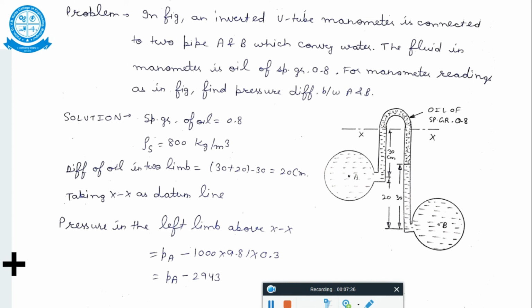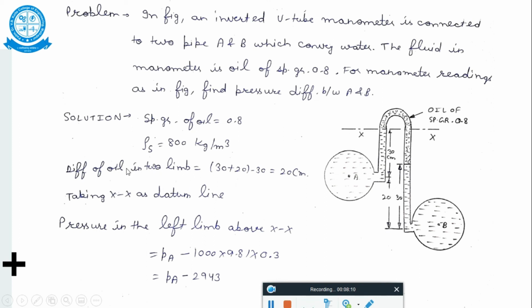In the U-tube manometer there will be oil having specific gravity 0.8. From that we can easily calculate the density of this oil with the help of specific gravity: 0.8 multiplied by 1000, that is rho s equal to 800 kg per meter cube. So this will be the 30 centimeter here, this will be 20, this will be 30. So this will be the H2, is it right? H1 will be 30, and the difference between these two gives the value of H, the difference of oil in the two limbs.